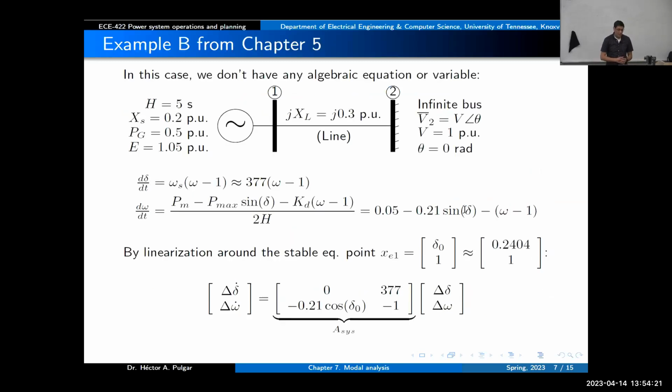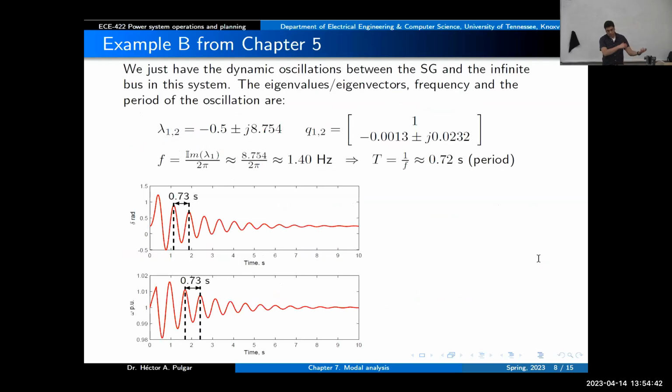We apply these to the single machine infinite bus system using the classical model. We started here. Why? Because it's simple. We just have two state variables, two differential equations, and nothing else. The system matrix is here, and this is what we obtained in chapter 5, and this is the equilibrium point. So in chapter 5, we calculate the eigenvalues and eigenvectors around that equilibrium point. And by looking at the imaginary term of the eigenvalue, if we divide that by 2 pi, we get the frequency of this oscillation, which in this case is 1.4. And if you take the inverse of that, you get the period.